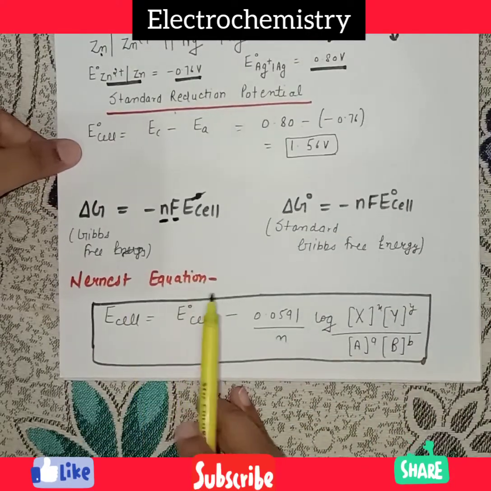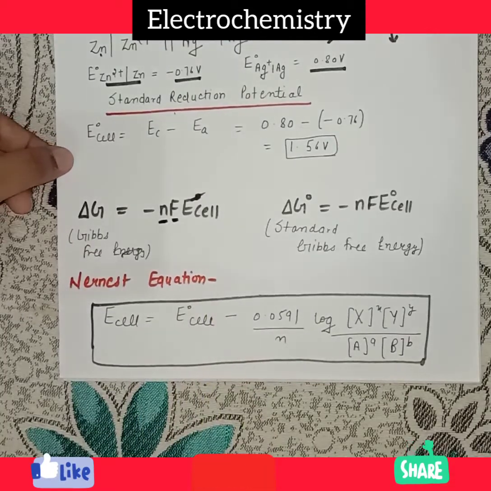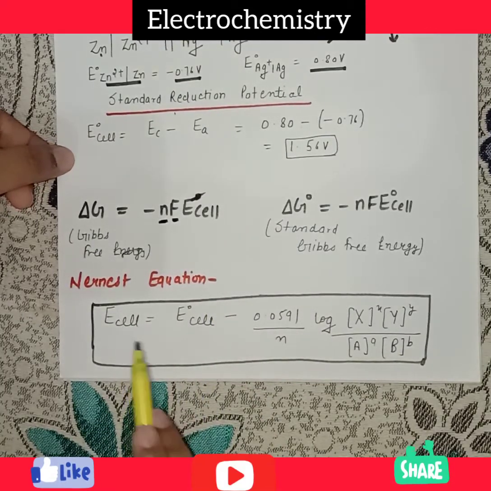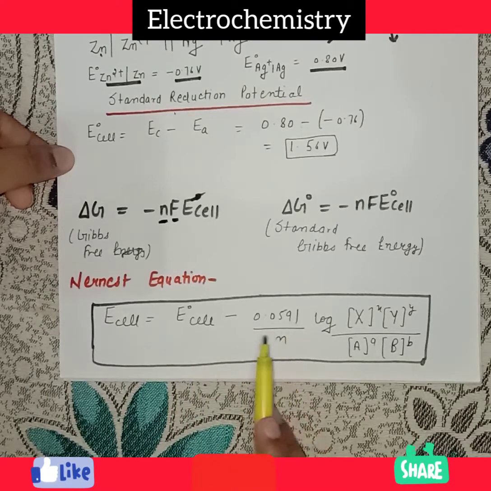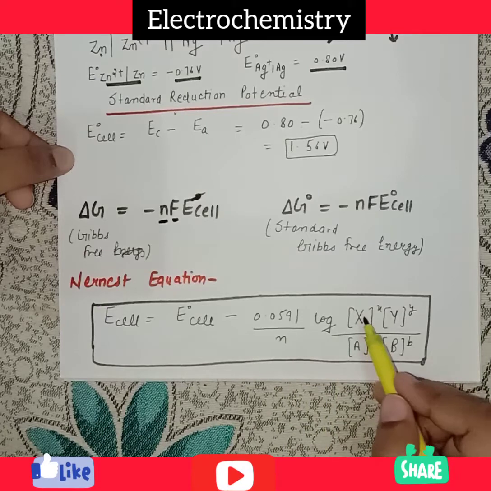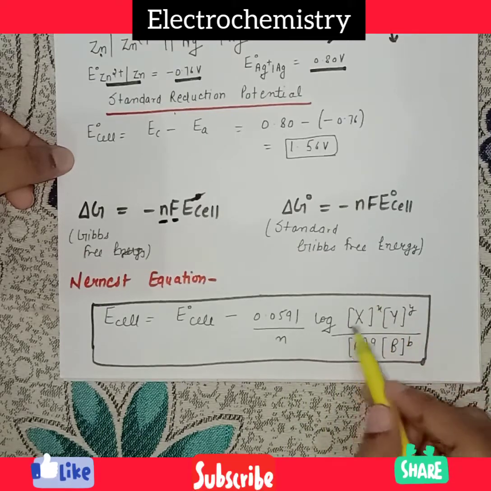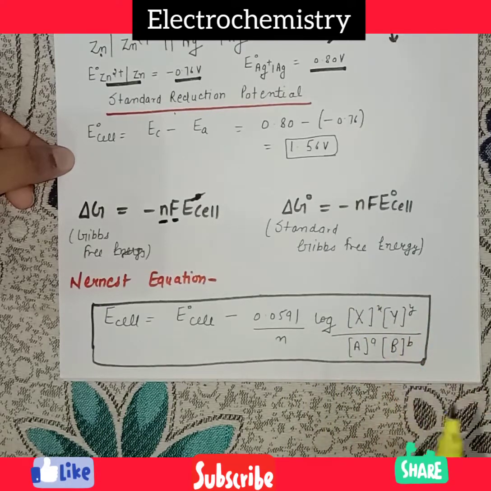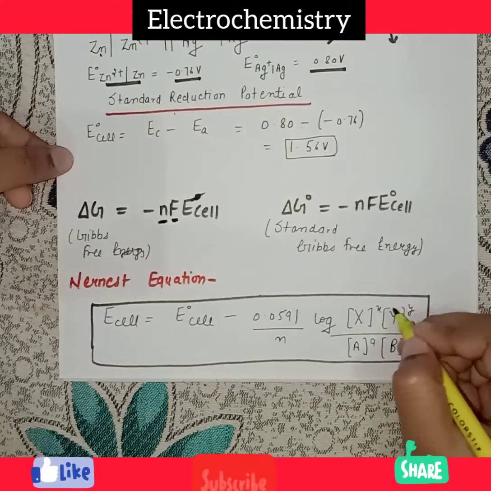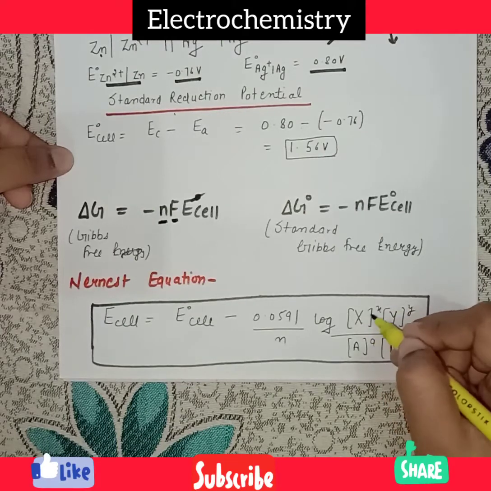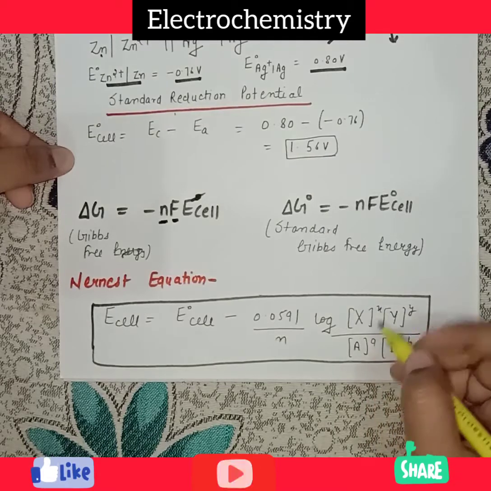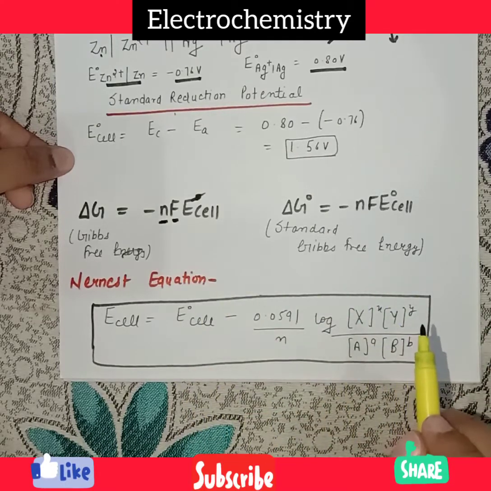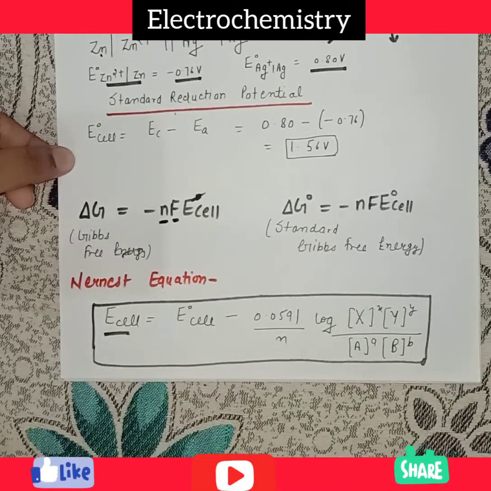So guys, here is the Nernst equation. This is the most important equation. E cell is equal to E naught cell minus 0.0591 upon n log, the concentration of product over the concentration of reactant. Okay, concentrations are given in the question. Mostly the concentration of only one product and one reactant is given, and you have to put in the values and solve this complete Nernst equation for E cell.